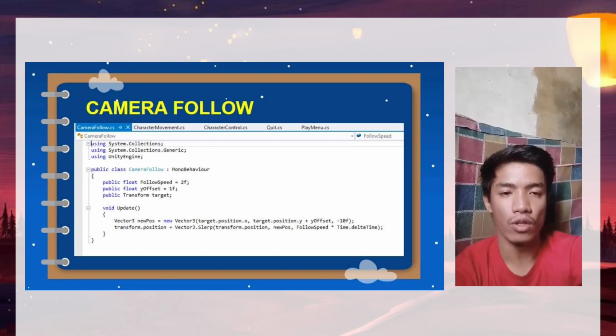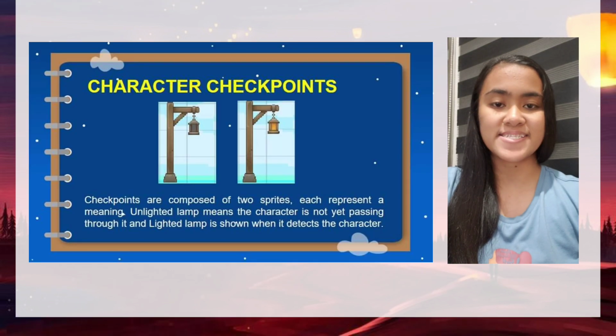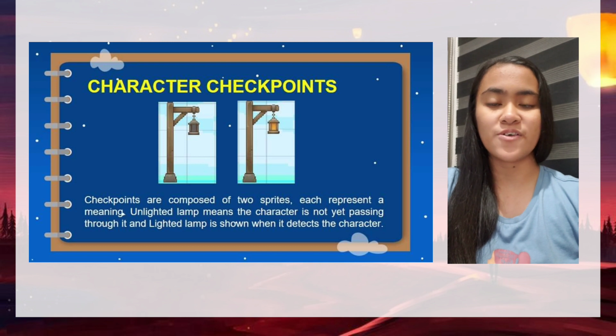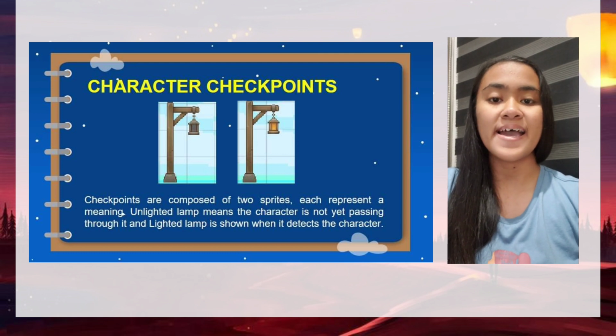Camera follow. Camera follow settles the behavior of the main camera. It is set in order to make it follow the character wherever it is in the game. Character checkpoints. Checkpoints are composed of 2 sprites. Each represents a state. Unlighted lamp means the character has not yet passed through it, and lighted lamp is shown when it detects the character.